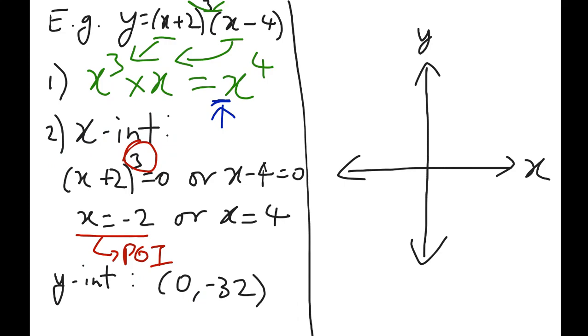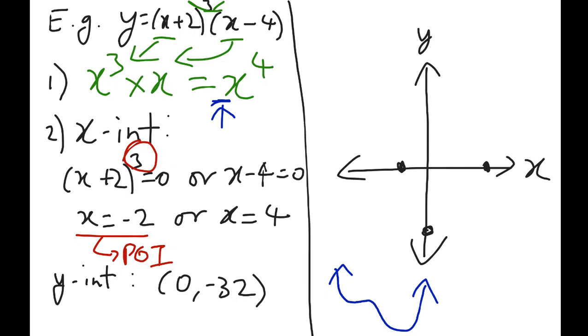Now, let's put that point in, just to remind ourselves of where it is. And then, we also have a y-intercept of 0 and negative 32, so let's also put that in, which is right there. So, because this is positive, and we know that there is a point of inflection there, then we can presume that we have a shape that looks like this. So, let's put that in.